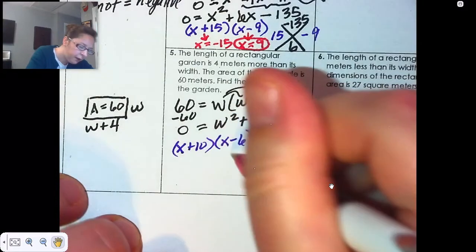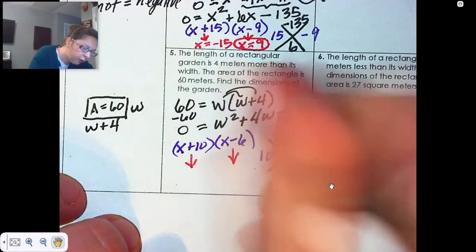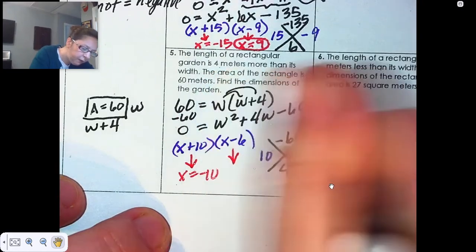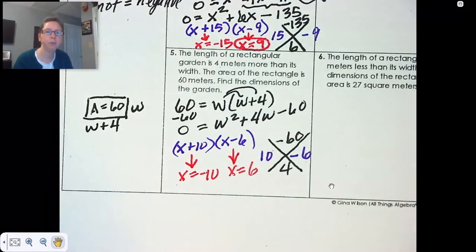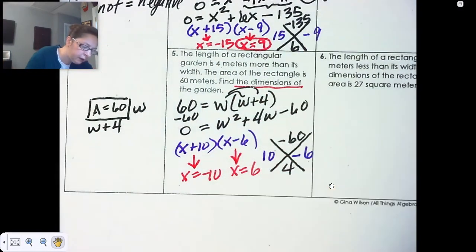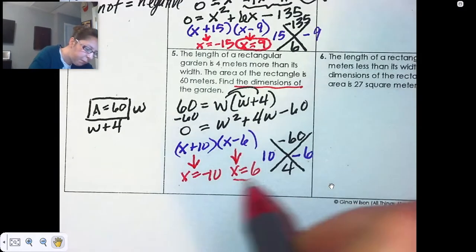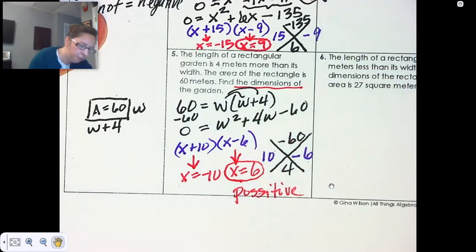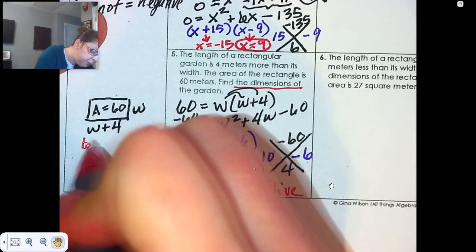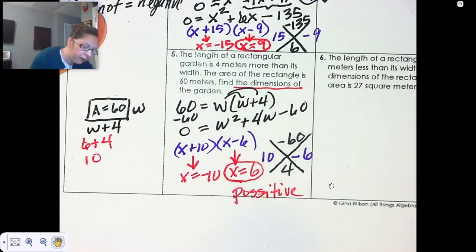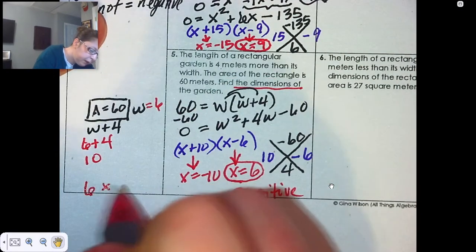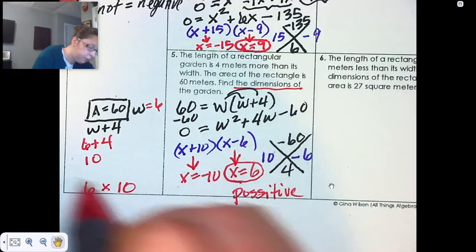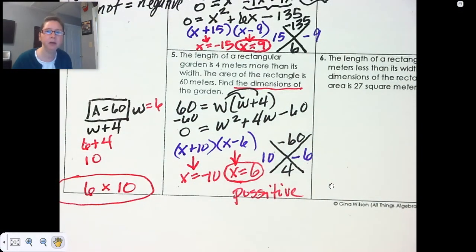And from there, I know that the two possible solutions are x equals negative 10 and x equals 6. Now, again, they wanted me to find the dimensions of the garden. So I'm going to say, well, I can only use the positive solution, okay? Keep the positive solution. So 6 plus 4 is 10, and then W equals 6. So my dimensions are 6 by 10. And that's my final answer.